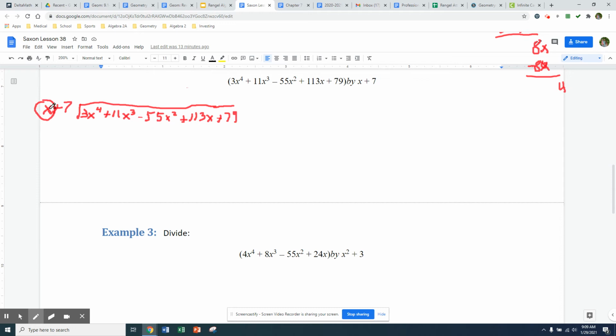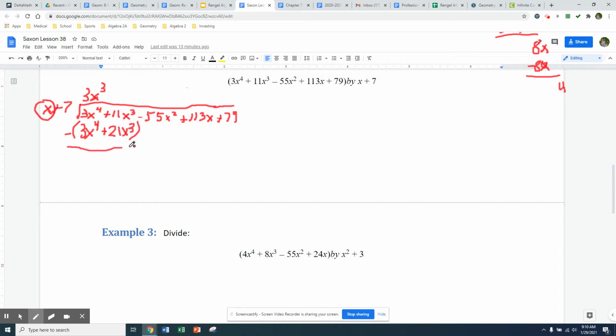But first, I'm trying to get the x to multiply exactly to 3x to the fourth, and that's going to be a 3x to the third. So that would multiply to 3x to the fourth. I'm also going to take that 3x to the third and multiply it by 7, because I have to use the distributive property and multiply both terms. So that's going to be 21x to the third. And then I subtract.